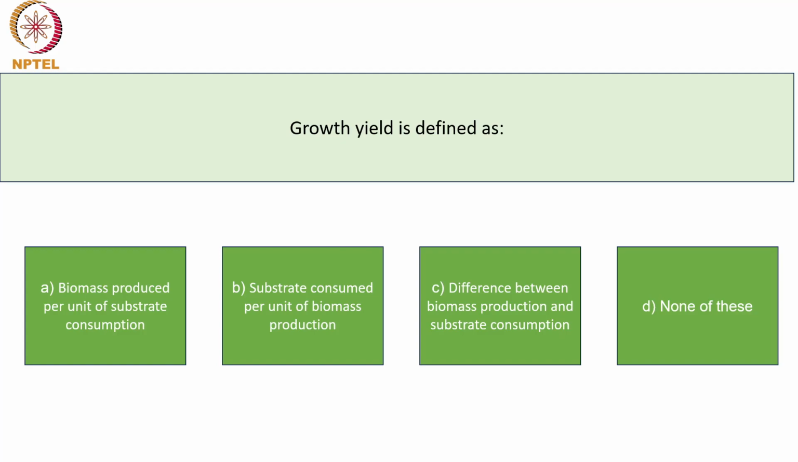Ma'am, it's C. Difference between biomass production and substrate consumption. No, Pooja, it's not the correct answer. I think A. It's the amount of biomass formed per unit amount of substrate. Option A is correct. Yeah, biomass produced per unit of substrate consumption. That's it. Okay, no problem.